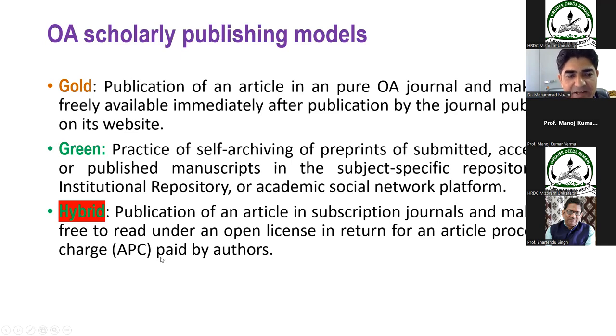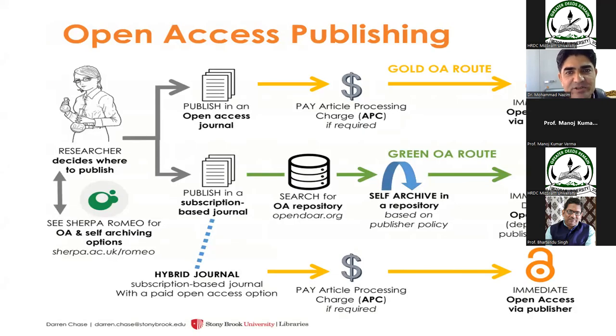But in other cases like gold and hybrid, you need to pay article processing charges, which is very difficult in our country, particularly in India, where most of the journals demand article processing charges in dollar and euro. So sometimes if your research is not funded research, then payment of this APC is very difficult. So this is the open access publishing process and the different modes of open access publishing.